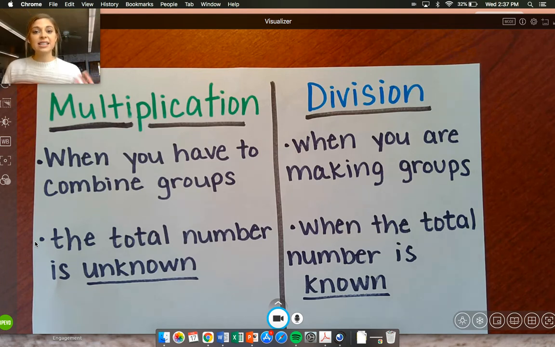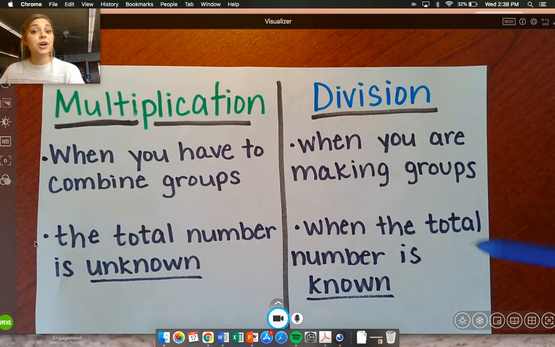Now, division is the opposite of that, okay? It's just reverse. Division is when you're actually making groups. So you might know the total number. Maybe the total number is 35, and you know you have 5 desks, but you don't know how many are on each desk. So that would be 35 divided by 5, and then you have 7, okay? So it is when the total number is known, and you're trying to find a part of that problem, okay?